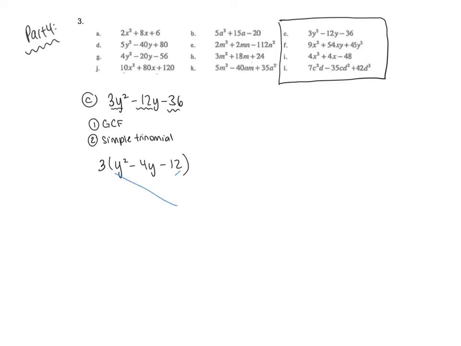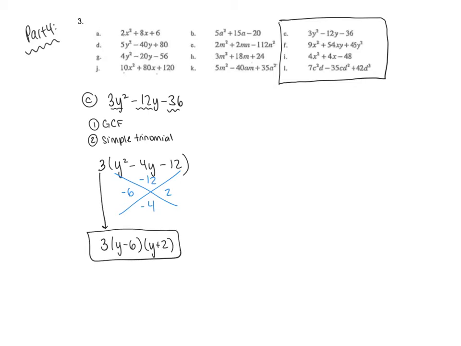I'm going to say what multiplies to get negative 12 and adds to get negative 4, which would be negative 6 and positive 2. So for my final answer, I put the 3, don't forget about it, (y minus 6)(y plus 2), okay? All right, let's look at letter F.